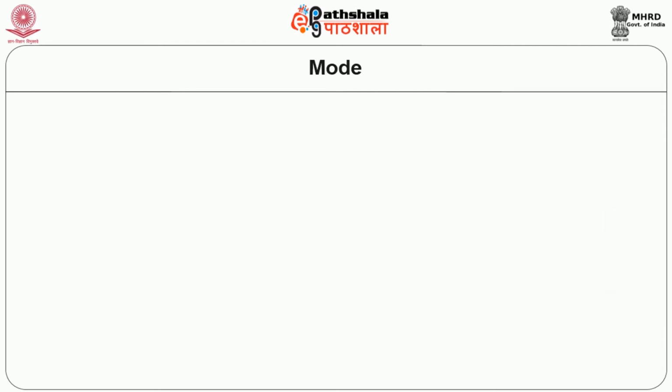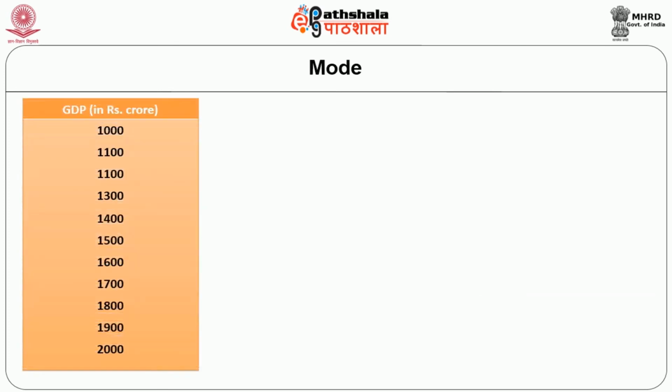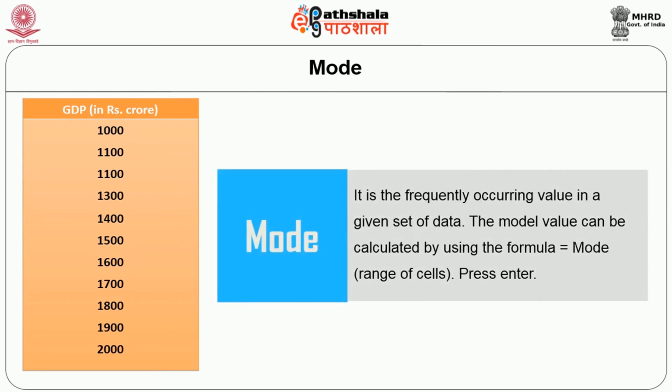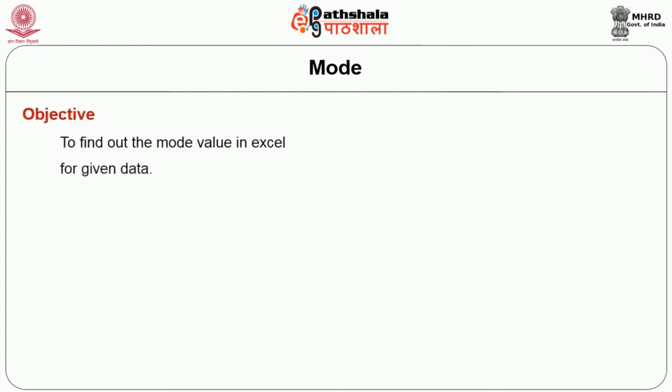Then we can calculate mode in Excel. Calculate the mode for the following data in Excel. Meaning: mode is the frequently occurring value in a given data set. The mode value can be calculated by using the formula equal to MODE, open the bracket, range of cells, close the bracket, press enter. Objective: to find out the mode value in Excel for the given data.